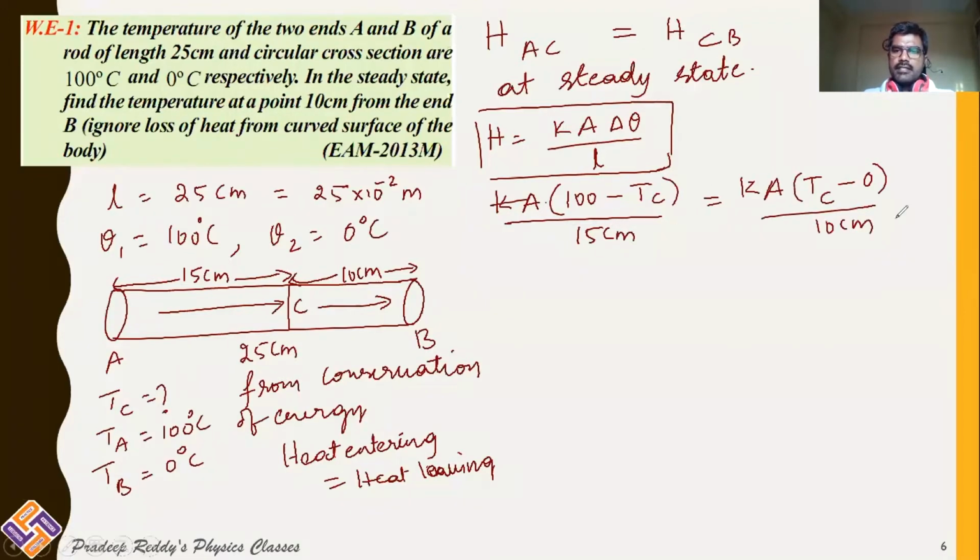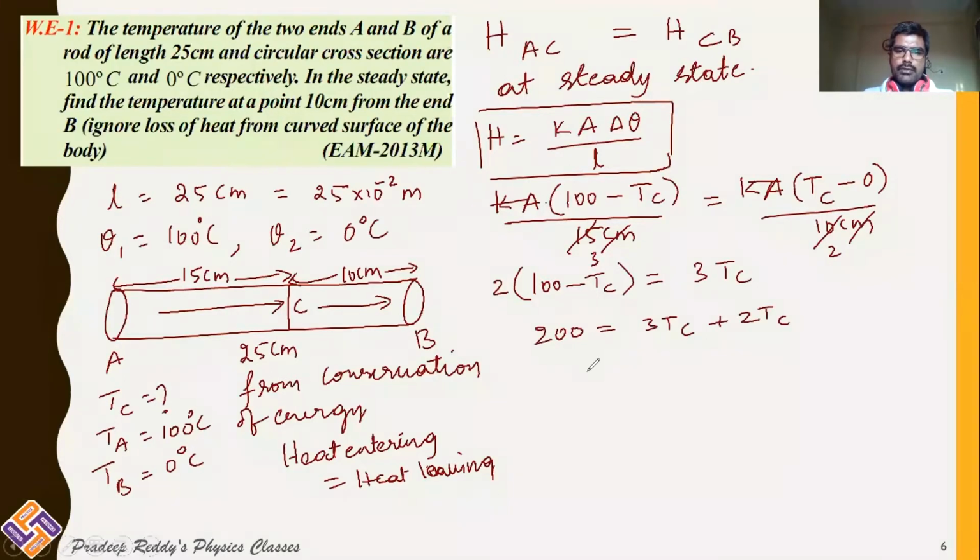KA gets cancelled, centimeter gets cancelled, and here it will be 2 and here it will be 3. This is (100 minus Tc) into 2 is equal to 3 Tc. That is 200 is equal to 3 Tc, and this comes to the other side plus 2 Tc. This gives you Tc is equal to 200 divided by 5, which is equal to 40. So the temperature at C is equal to 40 degrees Celsius.